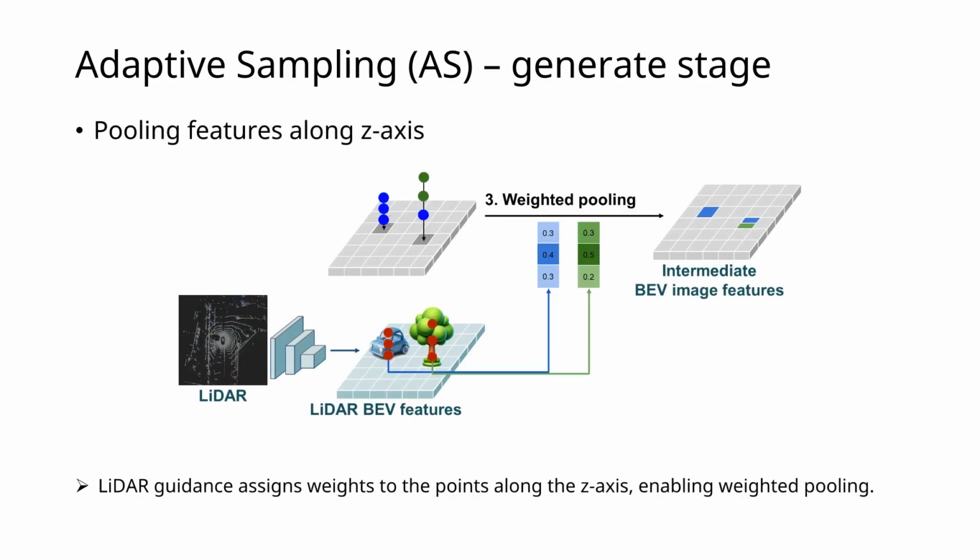The final step of adaptive sampling is to transform the floating point 3D image features into BEV form through weighted pooling. The weights are generated from the LiDAR features using a simple layer. Through this process, the adaptive sampling stage produces an intermediate BEV feature map from the image.